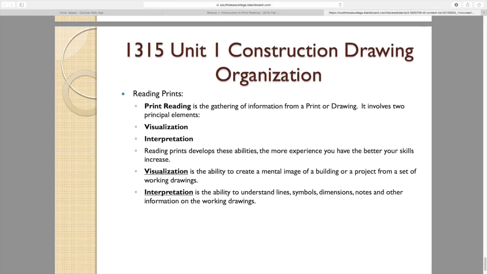Now, print reading. Again, you have to know how to read your prints, your drawings, your set of drawings, your construction drawings, however you want to call them. You need to learn and know how to read them. Again, if you see only lines when you see the set of drawings, that's fine. You'll get it. Trust me. Visualization and interpretation.